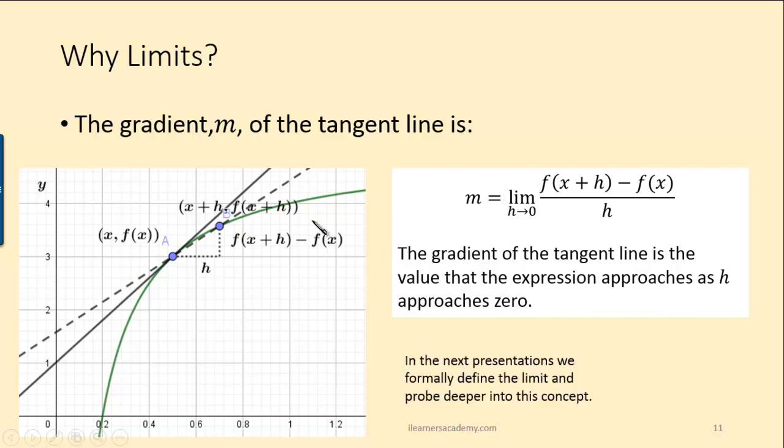In the next presentations, we'll go into this a lot deeper, but for now, I think we have established why we need this concept of the limit. It's going to allow us to determine the gradient of tangent lines at various points on a graph, and it's going to allow us to be able to do so analytically without even having to draw the graph.